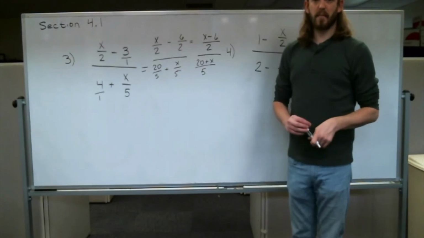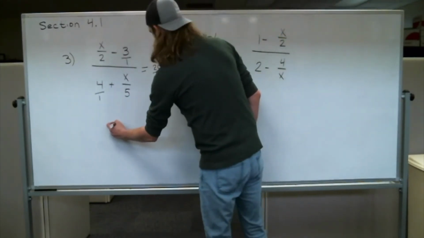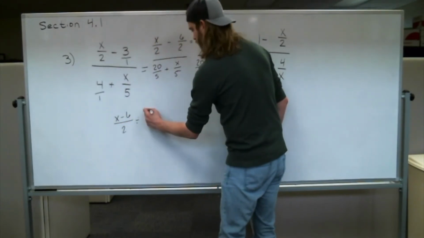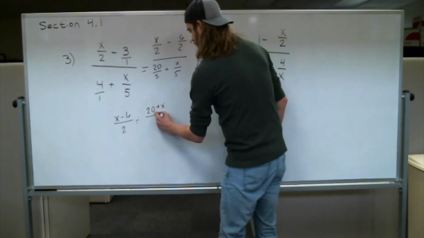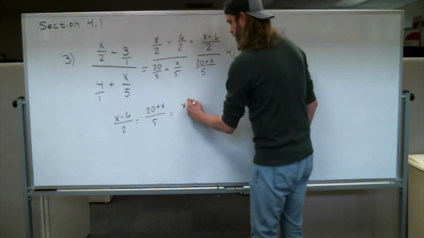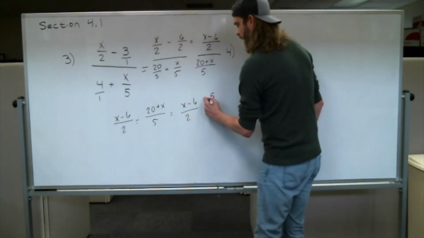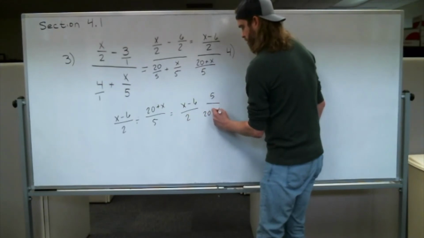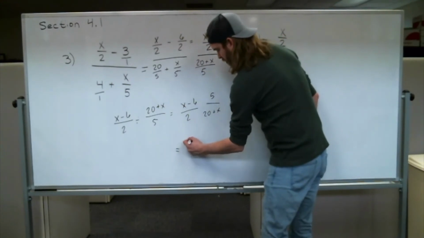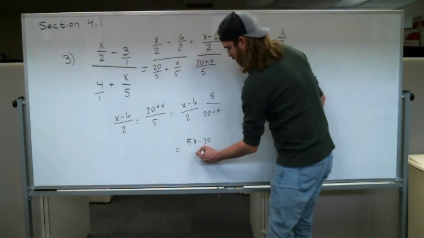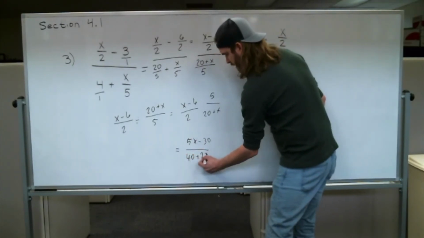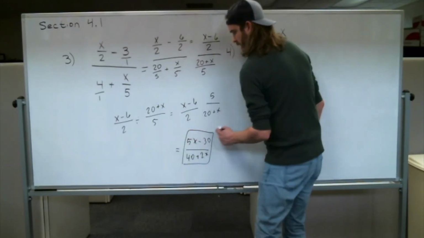Now we just have a fraction divided by a fraction, and we're going to take care of that by keep change flip. So we do x minus 6 over 2. I'm going to rewrite this as a division problem first. Divided by 20 plus x over 5. We keep change flip. That's going to give us x minus 6 over 2 times 5 over 20 plus x. And then we're just going to multiply across the top and multiply across the bottom. That's going to give us for our numerator 5x minus 30 over 40 plus 2x. That is our final answer.